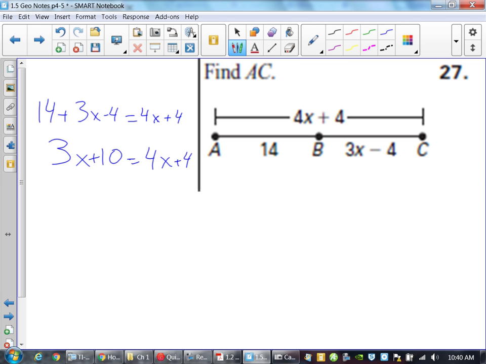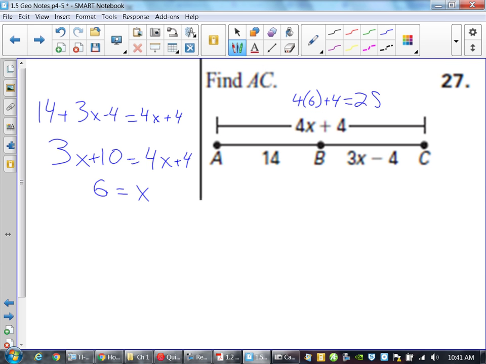And as you see, this winds up being really fast. Subtract 4 from both sides, subtract 3x from both sides, and you get 6. Okay? But it asks you to solve for AC, which means you substitute back in. Now, if you substitute back in, what's 4 times 6? Add 4. 28. And does it take forever just to double check, make sure you didn't screw up here?